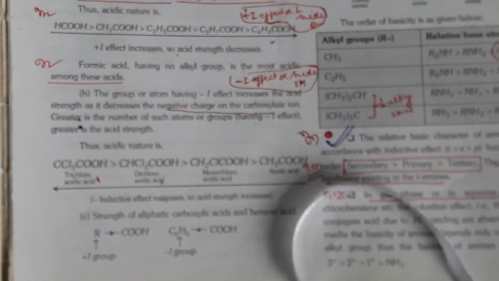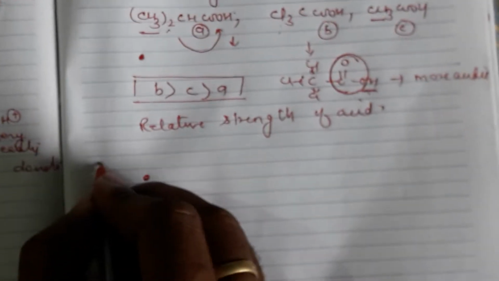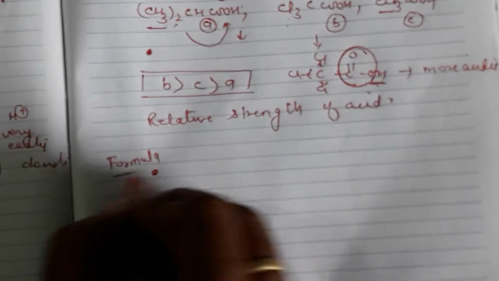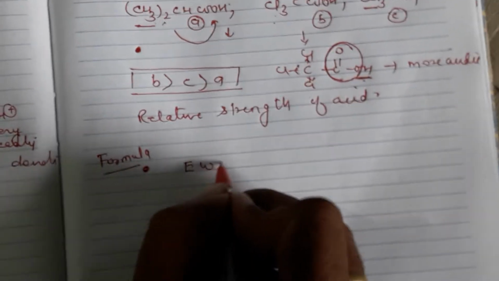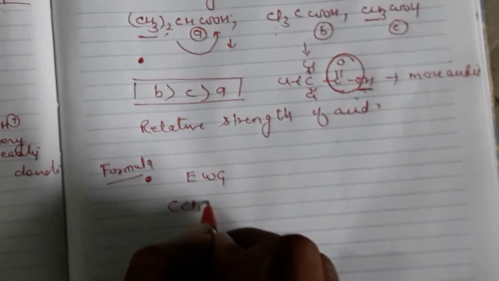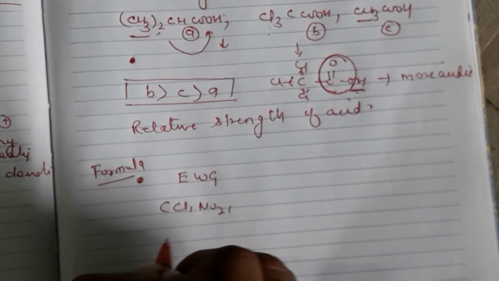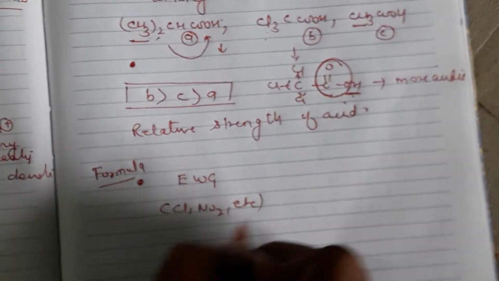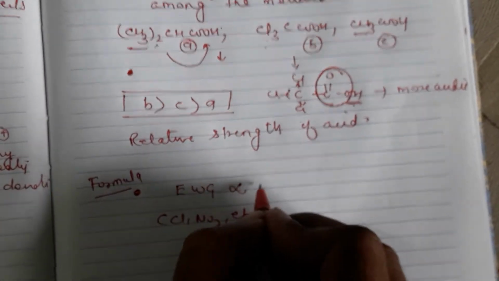Okay, so the next point is that I have actually discussed the relative strength of acid. One point is that in this concept there are two main formulas. What are the formulas? Electron withdrawing groups, such as chlorine and NO2, are directly proportional to acidic strength.